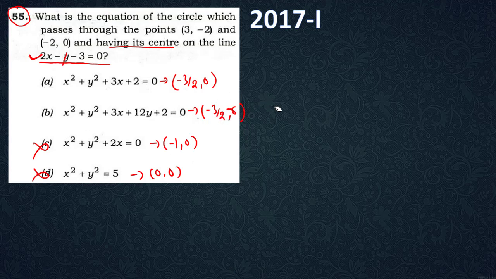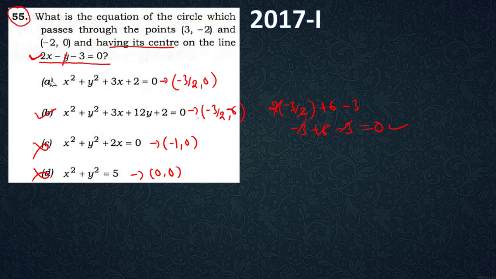See here, it is 2 into minus 3 by 2 plus 6 minus 3 equals to, look what is here, this 2 got cancelled, so minus 3 plus 6 minus 3, so minus 3 minus 6, okay, it is equal to 0. Means what? It can be your correct answer.